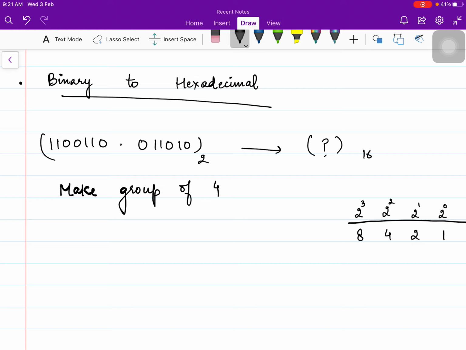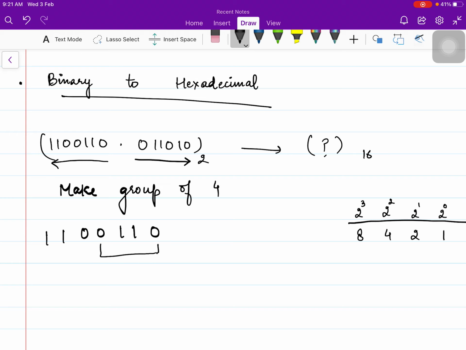And how to make groups of 4? The number that is present, or the whole number, that means the combination that is present before the decimal, you have to move from right to left, and the combination that is present after the decimal, you have to move from left to right. Okay. So while moving from right to left, see how do we make the groups of 4? I will start from here.